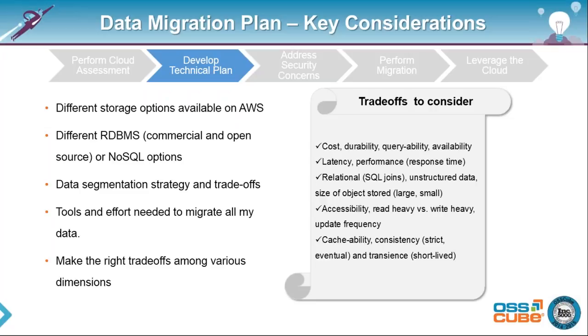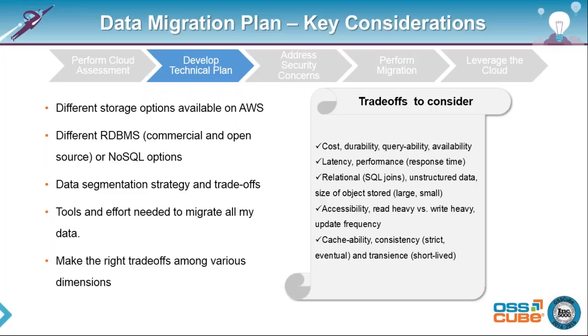What are you looking for? Are you looking for performance? Are you looking for durability? Are you looking for cost savings? So there are several things that you need to consider. What is the latency? What is the performance? Will you be using relational database or unstructured database? What is the size of your objects? How is your data accessed? Is it read heavy or write heavy? How frequently is it updated? So AWS has different options for different scenarios based on what compromise you can take and how you can make the best use of the services that AWS provides.